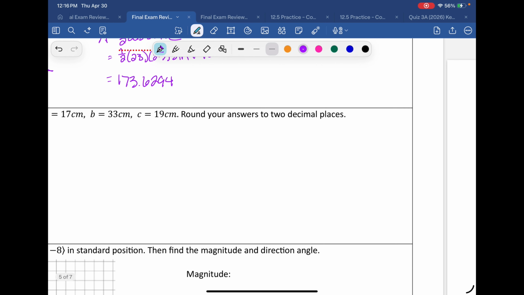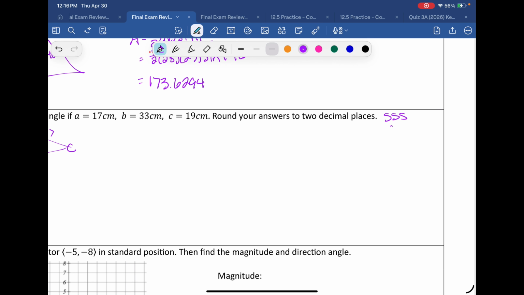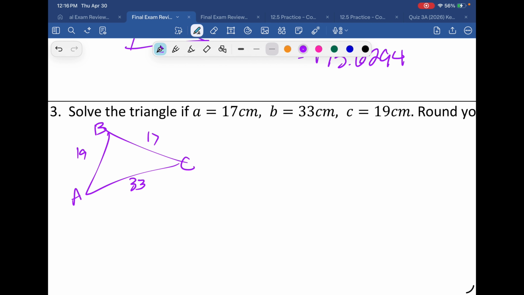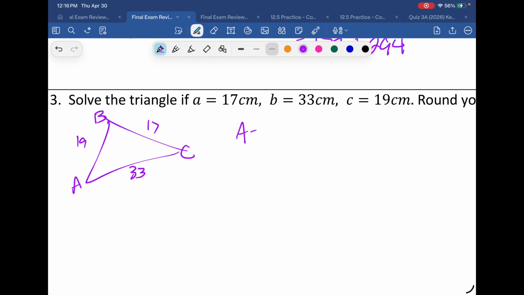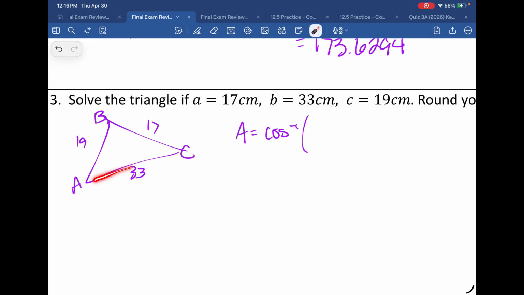This is side, side, side. This is our law of cosines. Formula to be given. So I don't have a preference what angle you start with. I just start with A. Inverse cosine. And you want the sides that are adjacent. So 33 and 19.